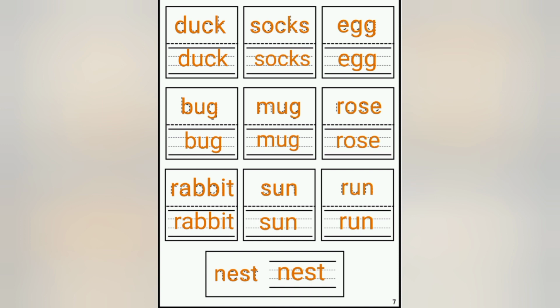We have dog, socks, yang bermaksud stokin-stokin, egg, bug, pepijat, mug, rose, rabbit, arnab, sun, matahari, run, lari, and the last one, nest, sarang burung.